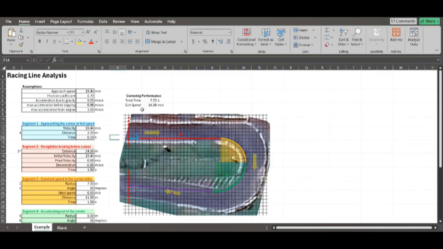Our total cornering performance for this particular racing line, to get from this dotted line here to this dotted line here, would have taken, according to our calculations, 7.72 seconds. And what's just as important as the time is your exit speed.